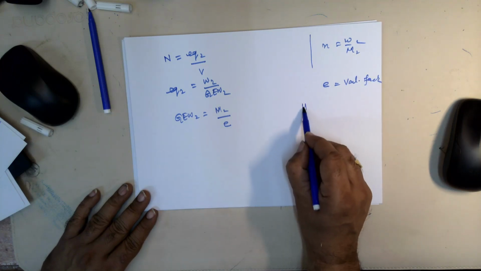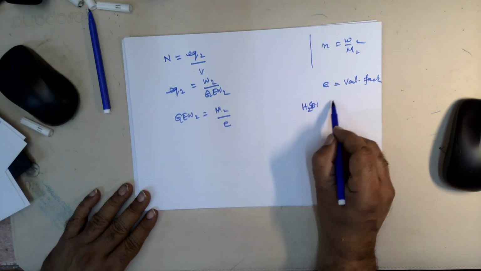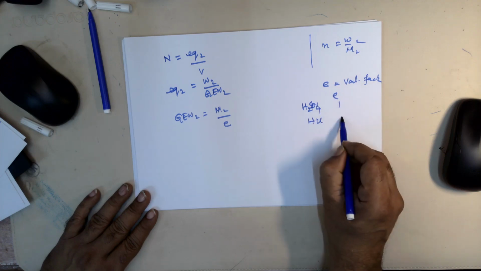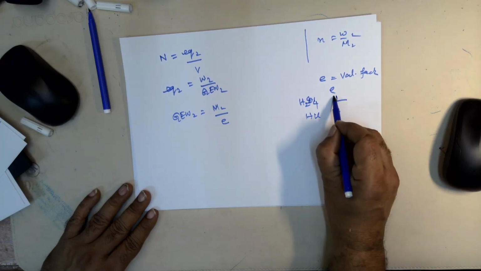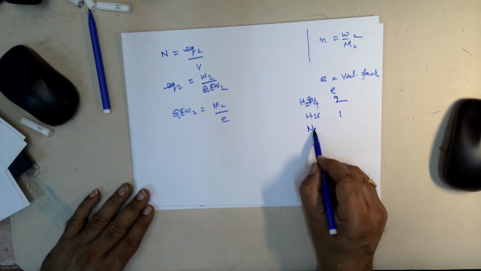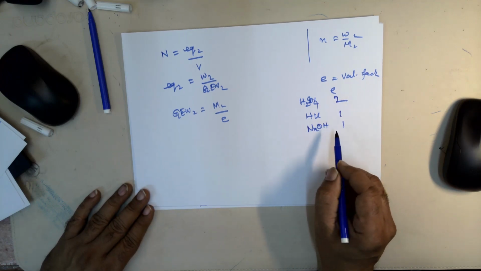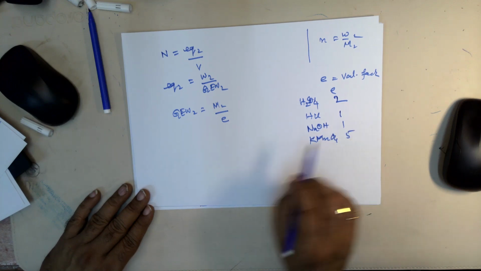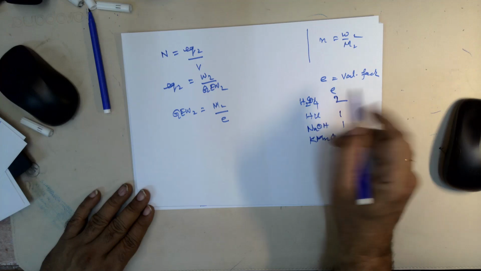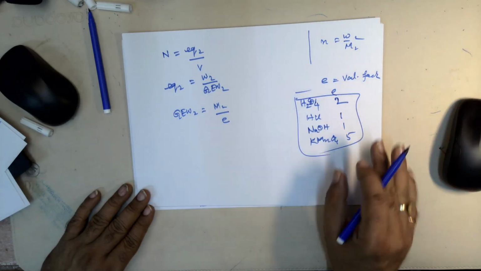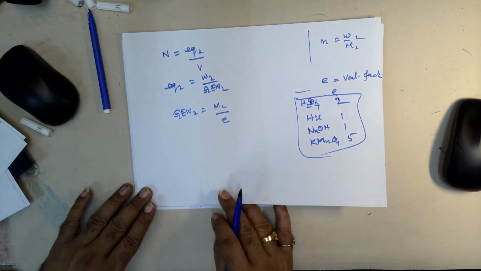For example, for sulfuric acid the valency factor is 2. For HCl, 1. For NaOH or KOH, it is 1. For KMnO4, it is 5. So you may ask me, how do you remember all these things? This is based on the number of electrons transferred during the reaction.